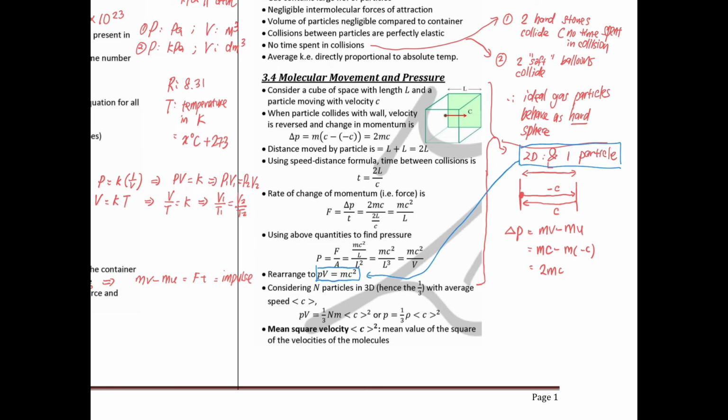Okay, now in 3D, because real situation is 3D, and real situation is we have a lot of particles. It's not just one particle in the container, there are a lot. So n particles in 3D, hence the 1/3. What are they talking about? Hence the 1/3. So I try to explain to you in this way. Imagine that in 3D.